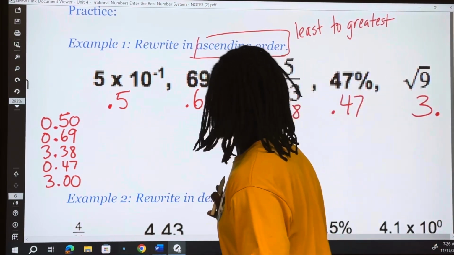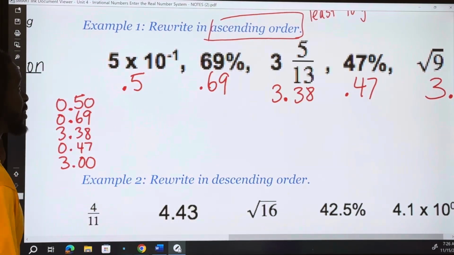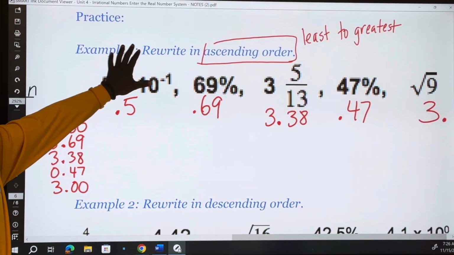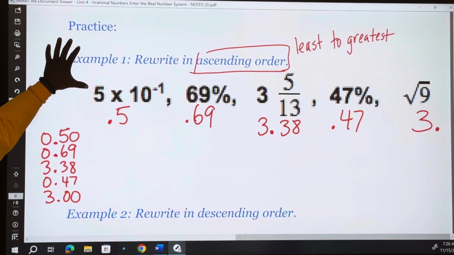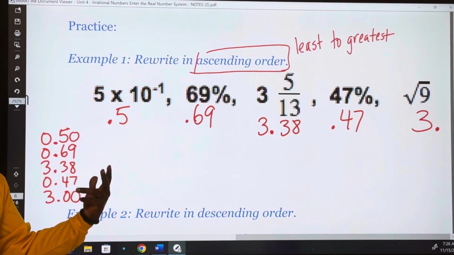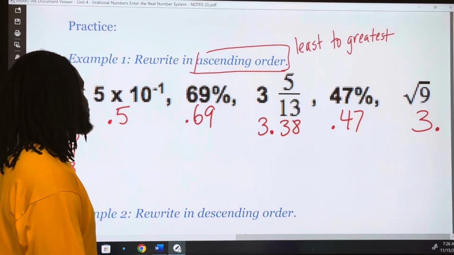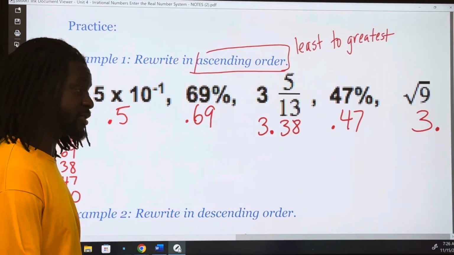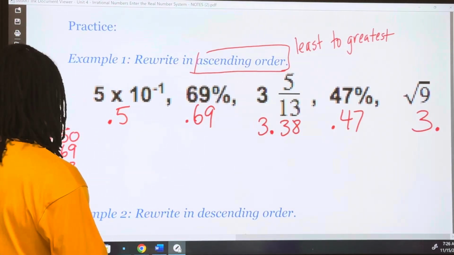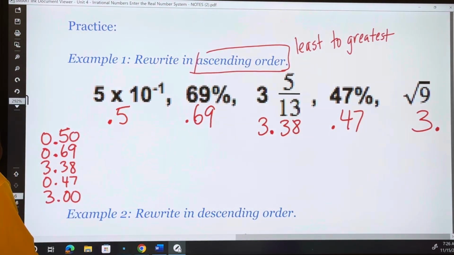Okay? And then from there, and I probably should have emphasized, look, I didn't even read the problem here. That is on me. You need to make sure you read this and you know what order you're putting them in. Okay, I just kind of was excited and just jumped ahead. All right, so now I'm going to put this in order from least to greatest.